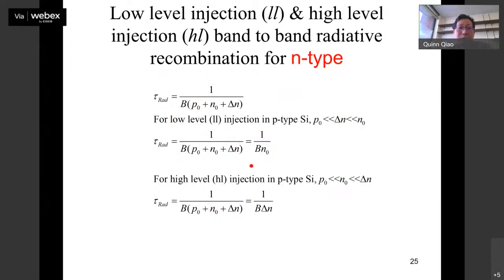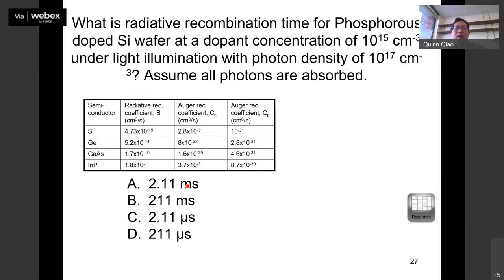And then you can do the same thing for n-type. Basically it's the same. You figure out the relationship between p0, delta n, and n0, and then you simplify so only n0 stays. Here it's the same, delta n stays. That's what you see. And with that, using these examples you can calculate.